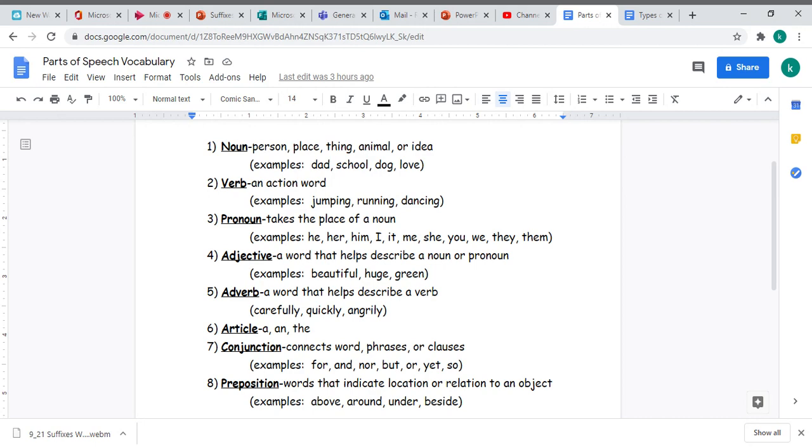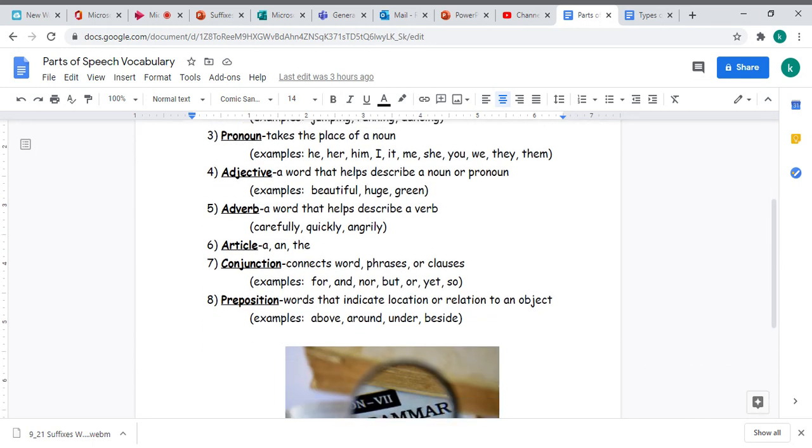An adjective is a word that helps describe a noun or a pronoun. For example, you have beautiful, huge, and green. An adverb is a word that helps describe a verb. It tells how and when the verb happened. Carefully, quickly, and angrily are examples of those. An article, there are only 3 of these in the English language, and they are a, an, and the.